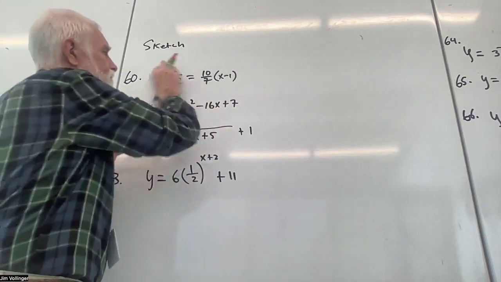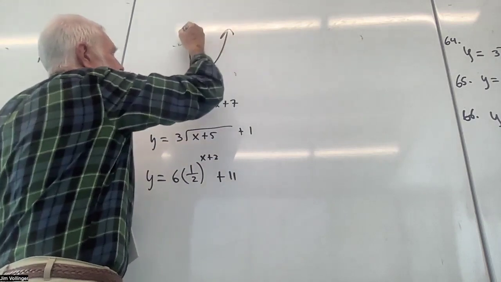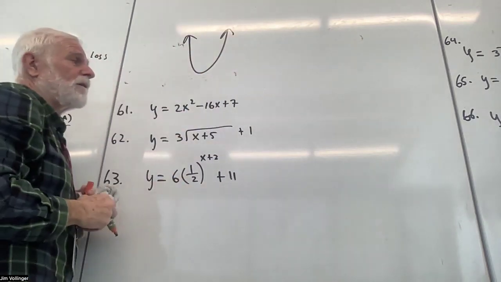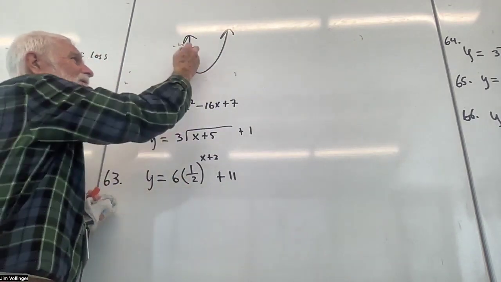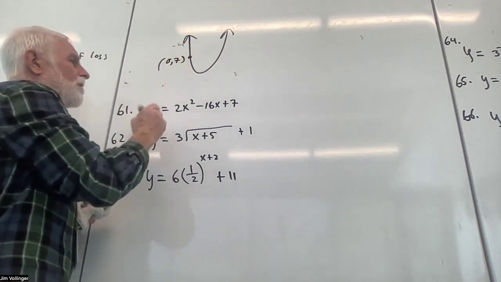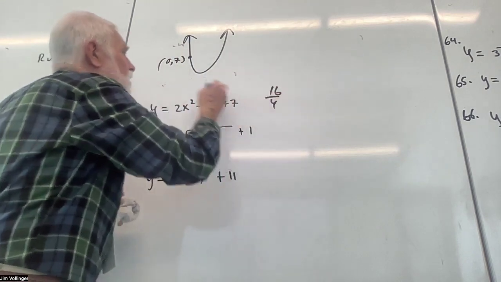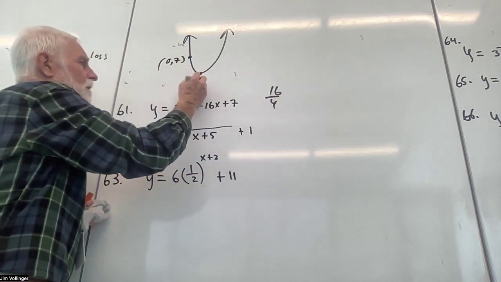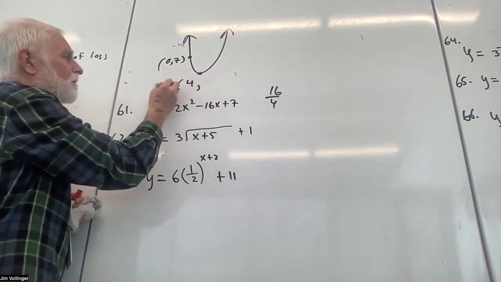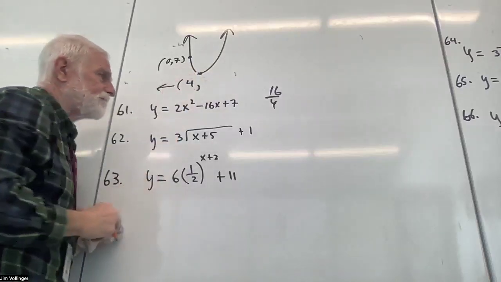2x squared. Okay, I got a cup shape up. Do you know which side the y-intercept is on? I know it's on this side, (0, 7), but if you're not sure, minus b, 16 divided by 4. That's our x value. And I do believe 0 is to the left of 4.